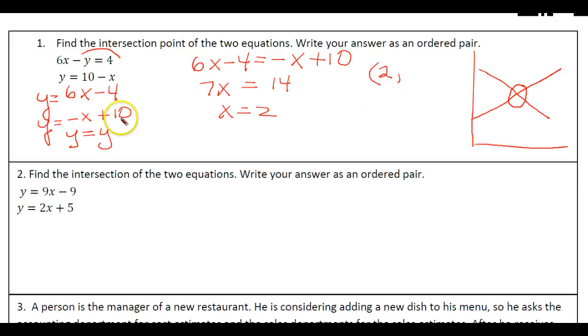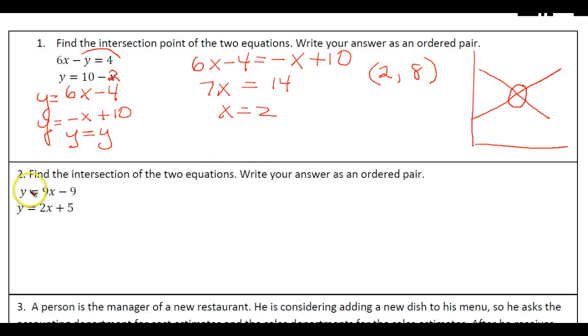Now if x is 2, I can use, let's say, this equation here. X is 2. 10 minus 2, that would be y is 8. So the intersection of these two lines in a graph would be at 2, 8.